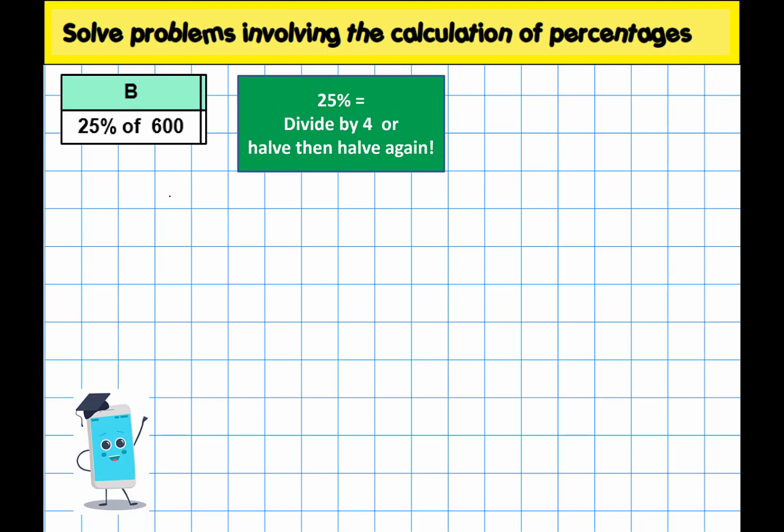So to find 25% of something, I can either divide it by 4 or I can halve it and halve again. Both ways work. So let's look at dividing it by 4. I might want to use a bus stop. 4 into 6 goes once. There's a remainder of 2. 4 into 20 goes 5 times, no remainder, and 4 doesn't go into 0. So my answer is 150. Or if I halved it and halved it again, half of 600 is 300, half of 300 is 150.